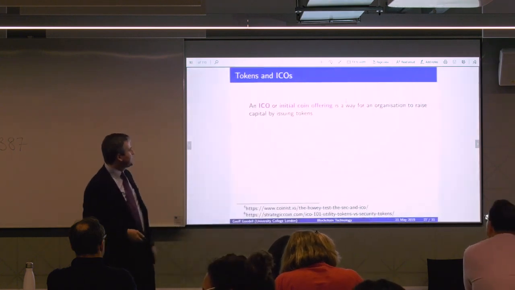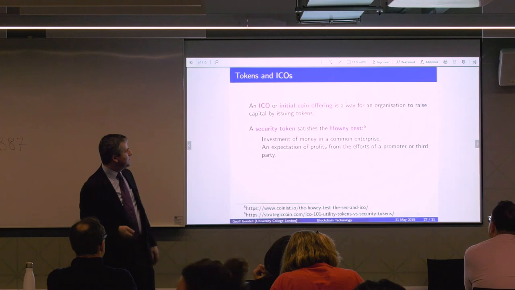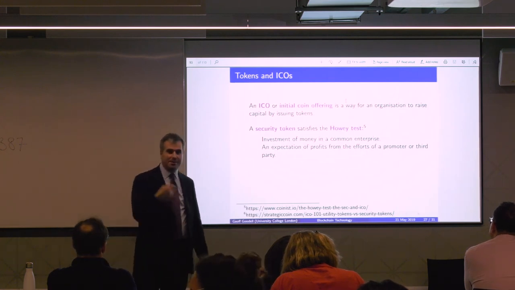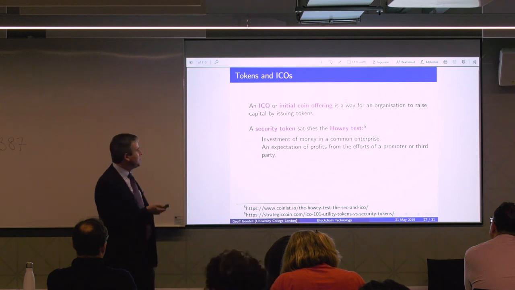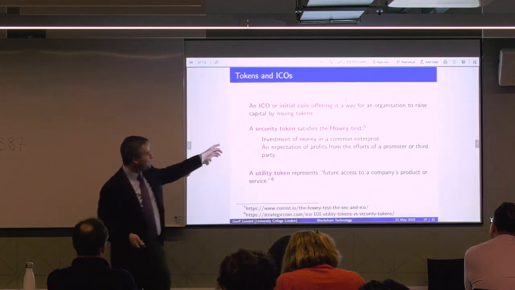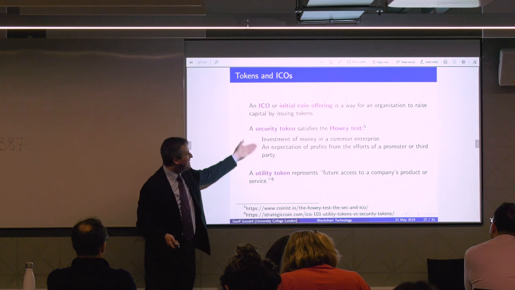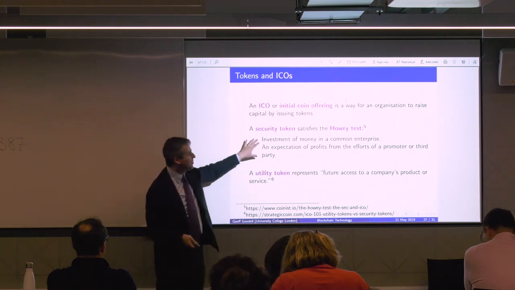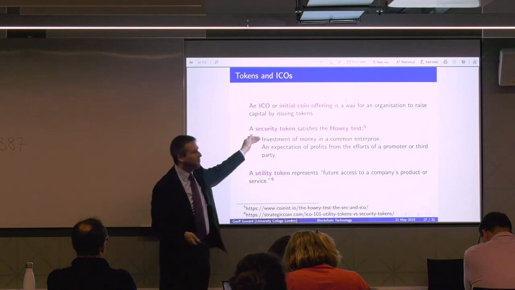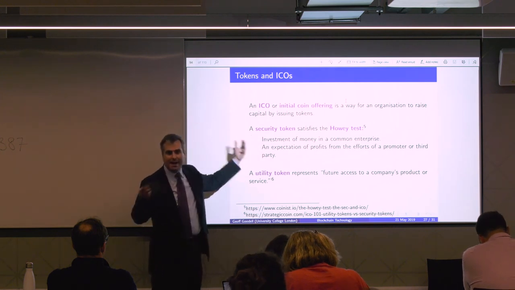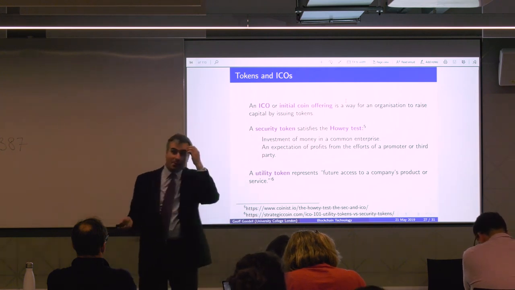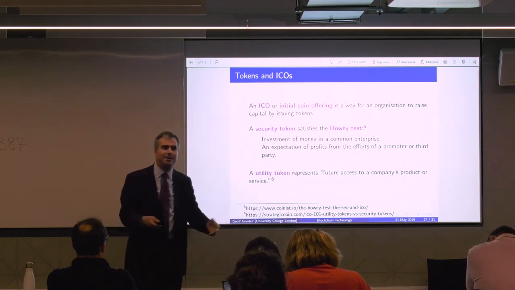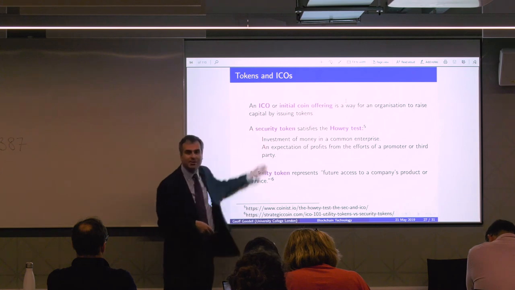And here are some examples. ICOs, we talked about exchange tokens, which are made for the purpose of facilitating transfers of money. Security tokens satisfy the Howey test. This was actually a rule in the US that was used to distinguish security tokens from other tokens. Investment of money in a common enterprise, and also an expectation of profits from that. If it has those two features, then it's a security. That was the idea that was used to characterize security tokens.